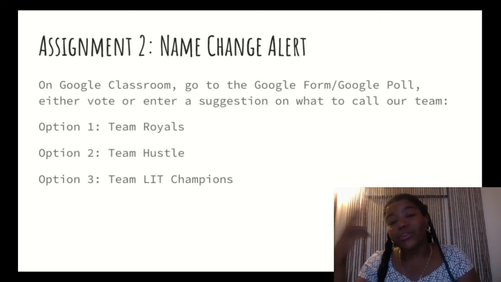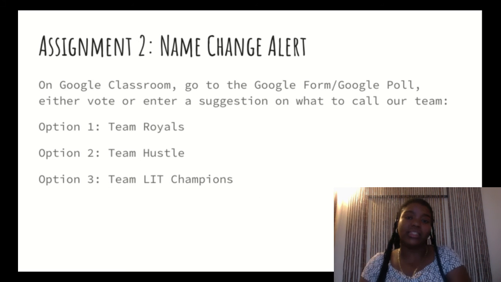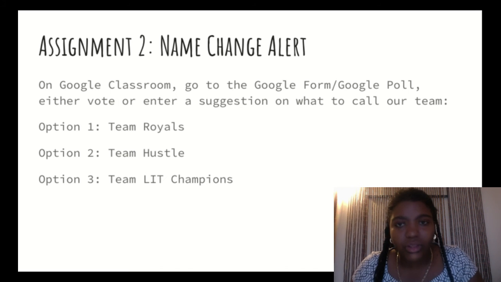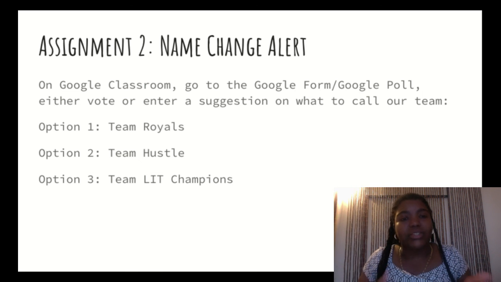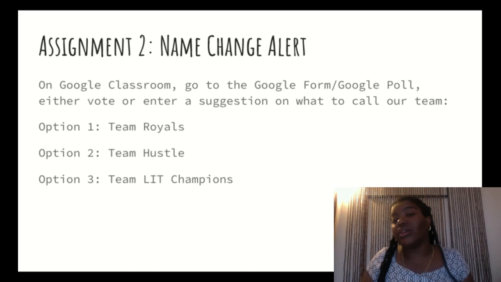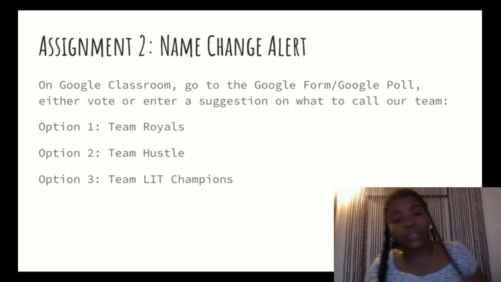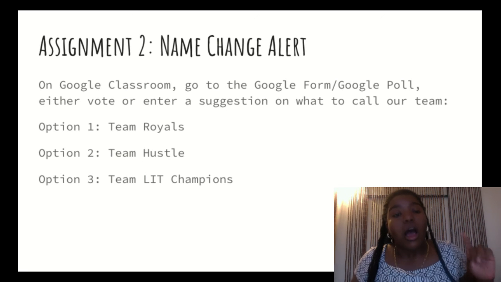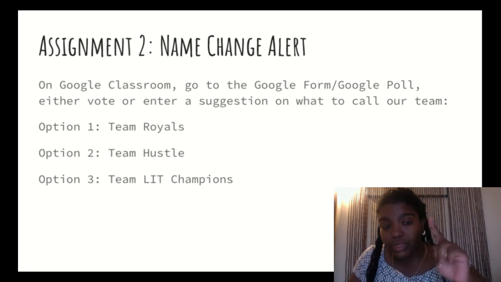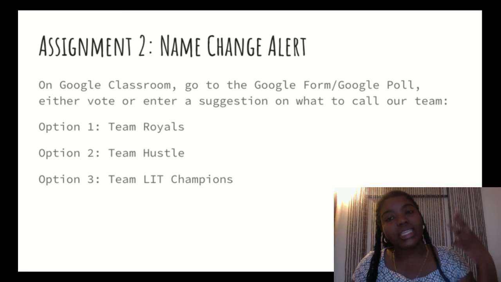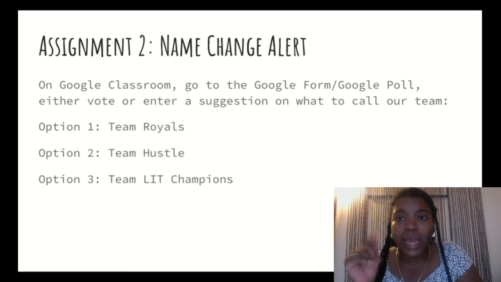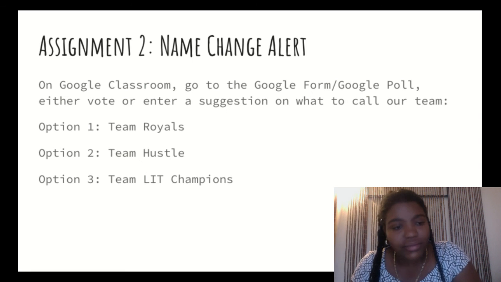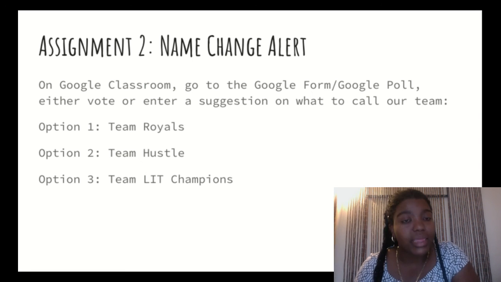Now, assignment number 2 is our name change. I know we're all being called cohort this, cohort that. I personally am not a fan of it. So on Google Classroom, you're also going to go to another Google form. You're going to vote between 3 options for our names: either Team Royals, Team Hustle, or Team Lit Champions. And you are set to go. I do expect your responses to be in by 3:30 p.m. That is the latest deadline you have.